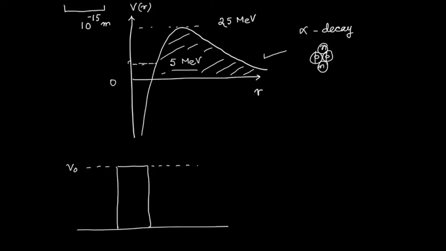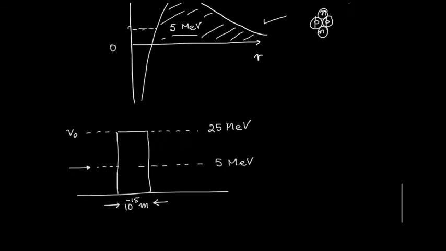So say the top is still 25 MeV, and the energy of the alpha particles which are falling into this barrier from the left is 5 MeV. And as we said, the dimension of the nucleus is about 10 to the minus 15 meter. What is the mass of one alpha particle? It has 2 protons and 2 neutrons. Neutron and proton have almost the same mass, 1.67 into 10 to the minus 27 kg.